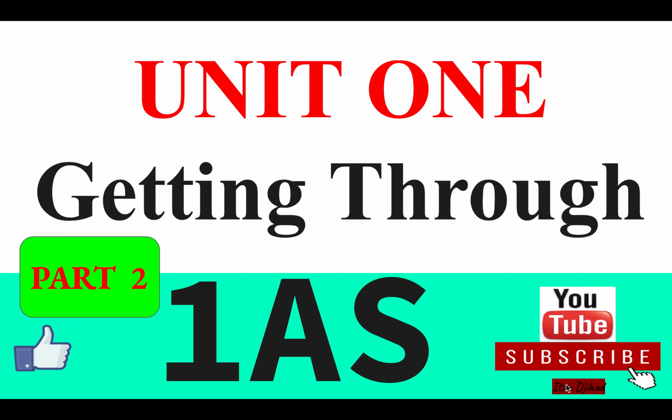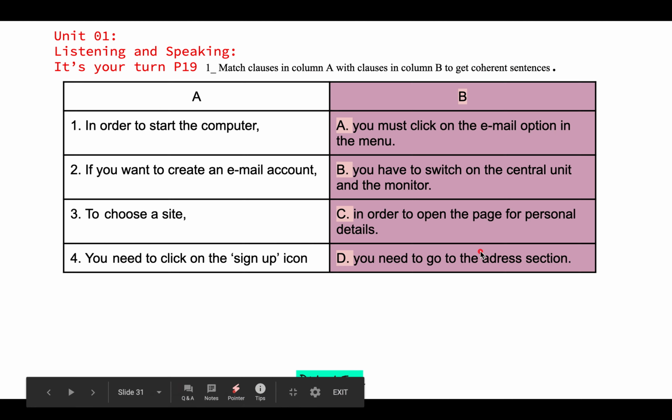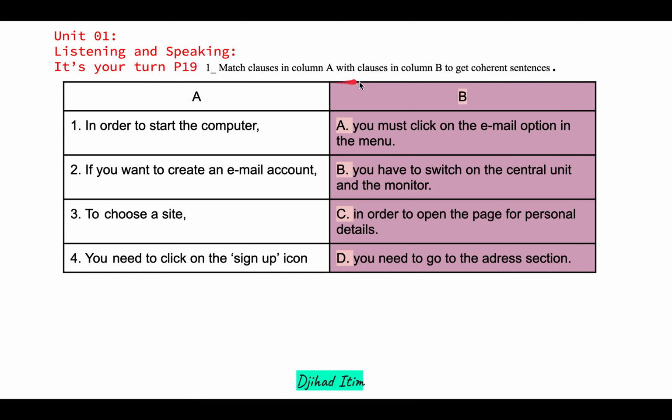Hello, dear people, getting through part 2. Listening and speaking. It's your turn, page 19. Match clauses in column A with clauses in column B to get coherent sentences. A and B and the sentences.